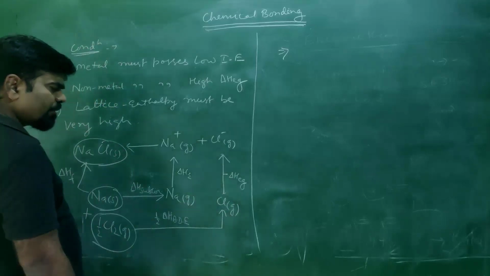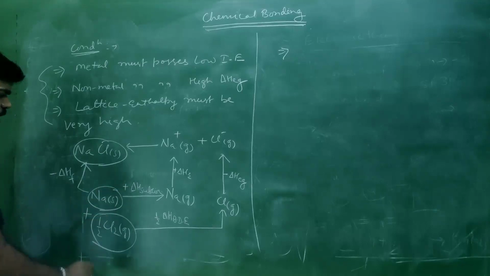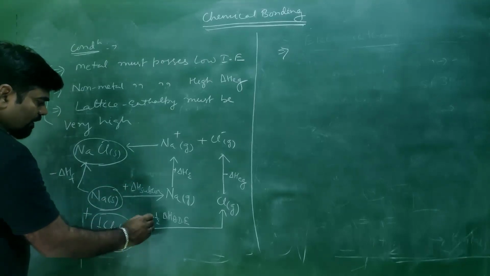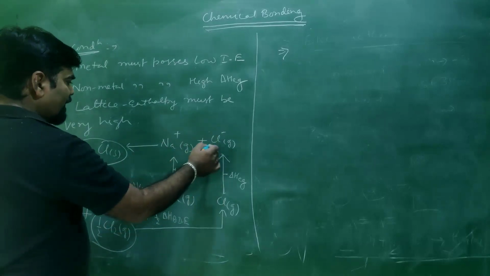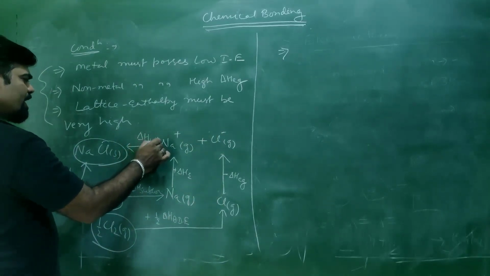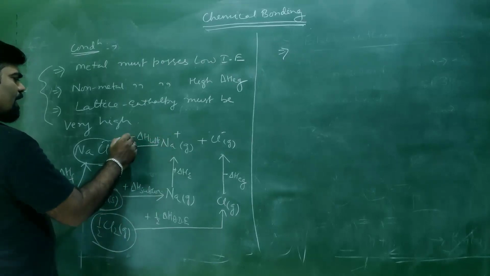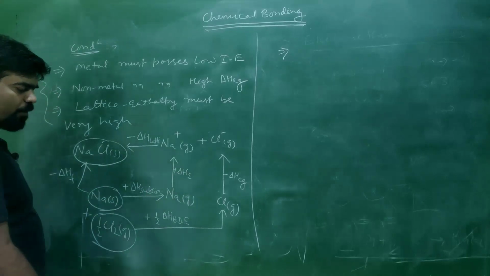Electron gain enthalpy will be negative, ionization enthalpy will be positive, enthalpy of sublimation will be positive, and enthalpy of bond dissociation will be positive. When these two combine together, they release a certain amount of energy, which is called lattice enthalpy, and that must be negative for the formation. For breaking, that must be positive.